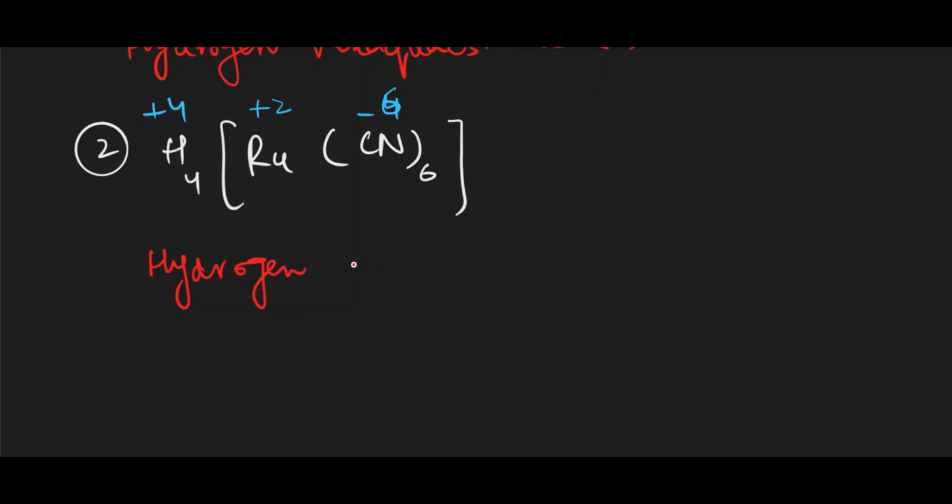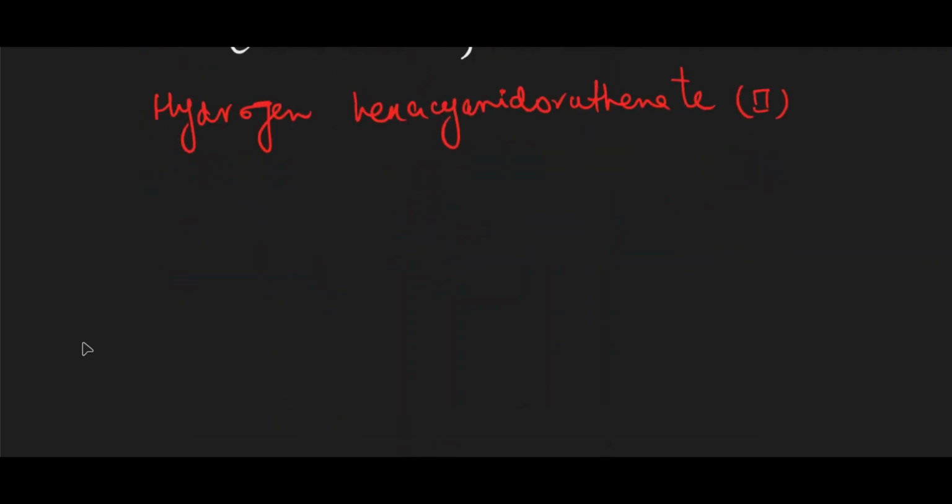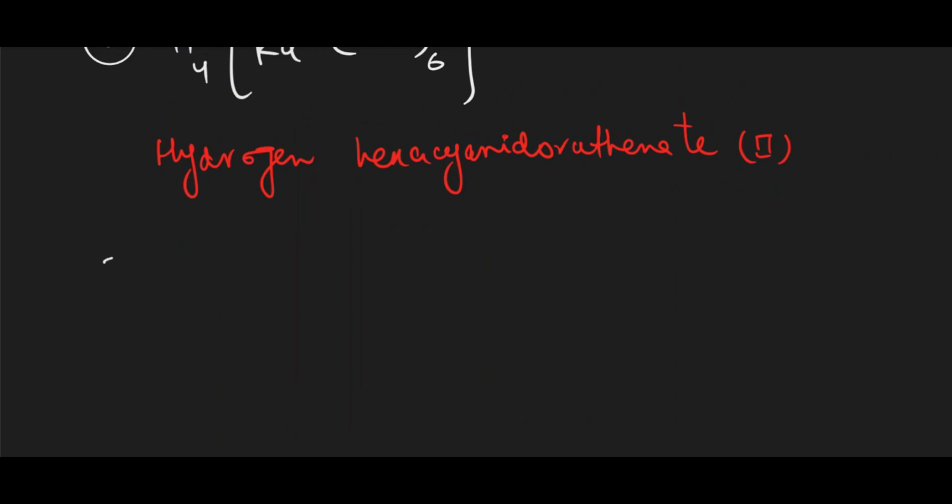The name of this compound is hydrogen hexacyanido. We can name it cyano as well. Ruthenate 2. Again, because the complex inside the large square bracket is negatively charged, so we have to write ATE at the last of the name.